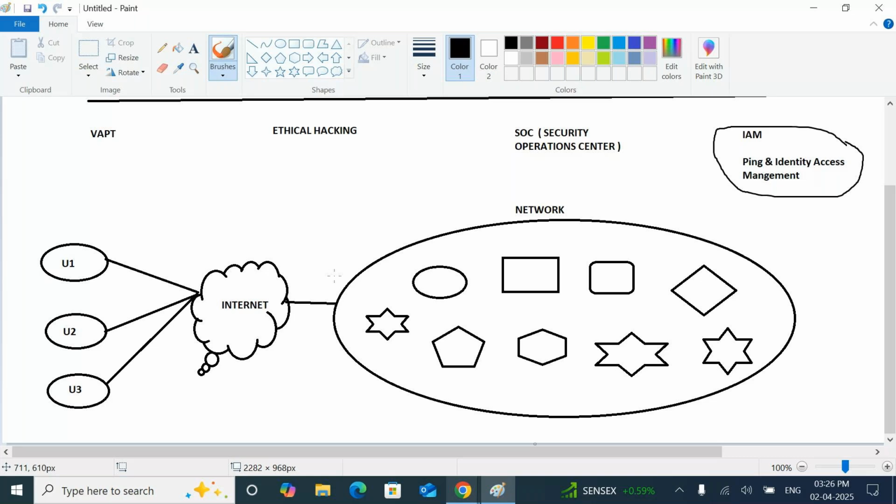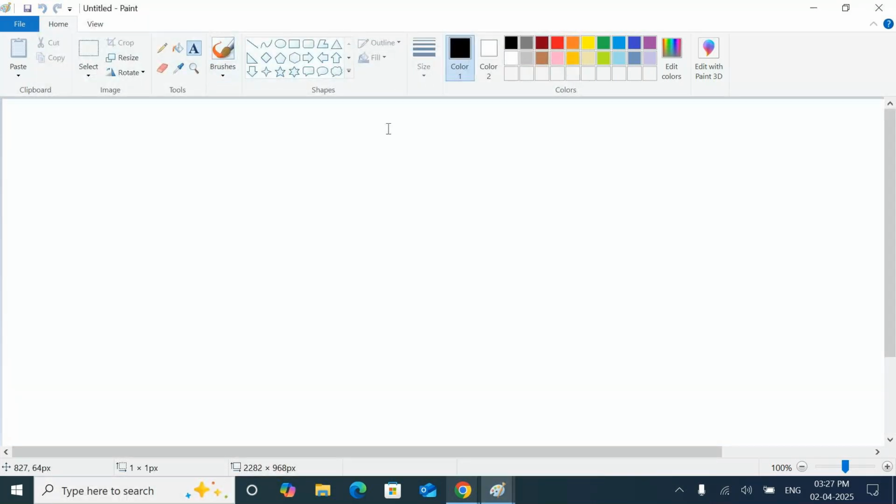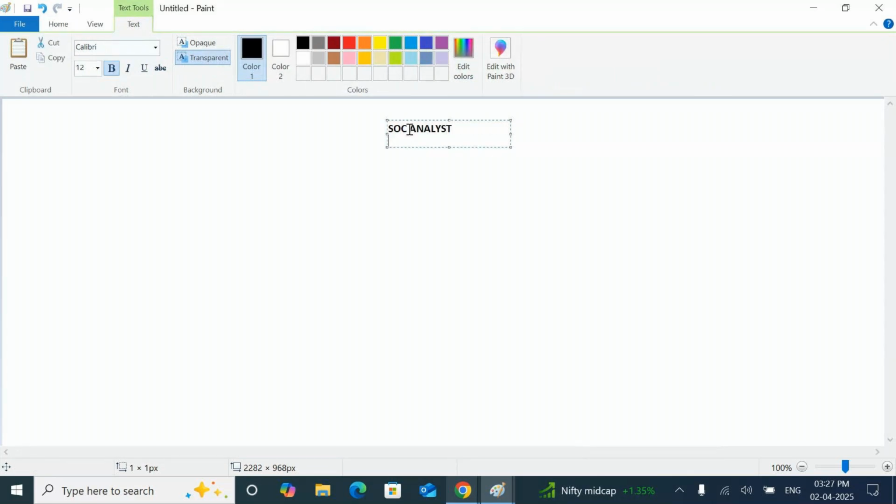So the scope of the entire cyber security module is SOC only. Why? Because he is the centralized person in the entire cyber security module. Now, as I said, the SOC analyst is involved in advanced monitoring. To achieve this advanced monitoring, we need a tool.